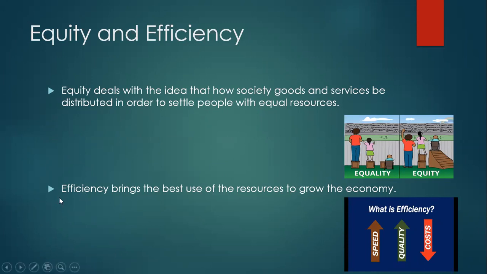On the other hand, efficiency brings the best use of resources to grow the economy. It doesn't care about equity, it just cares about efficiency, the speed and quality of the product. But the efficiency approach doesn't serve people equally.